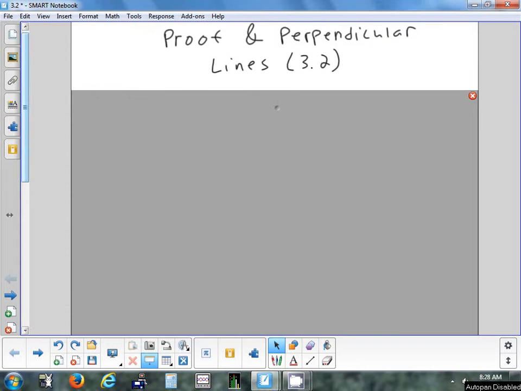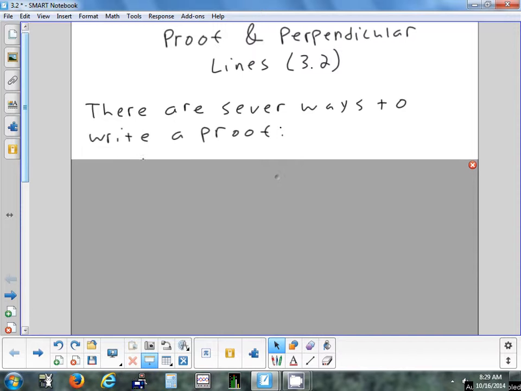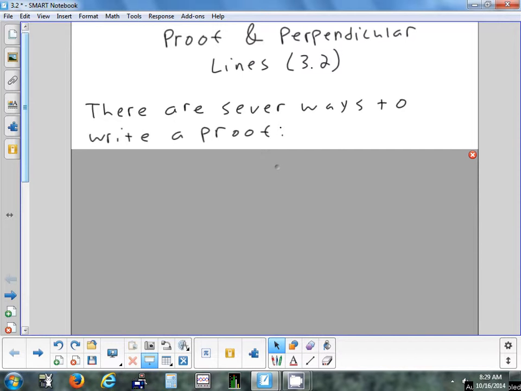All right, so we're going to finish up today with section 3.2. It'll be the last section that's on our test. And the first thing we're going to look at is the different ways you can write a proof. There are several different ways you can write a proof.